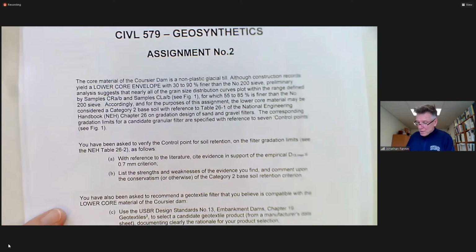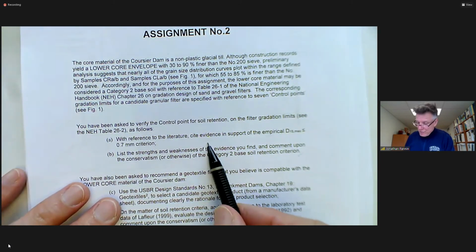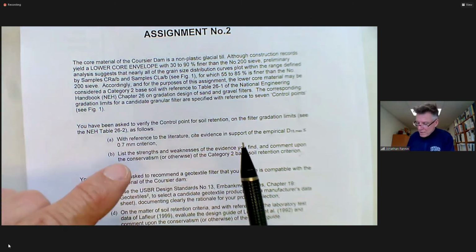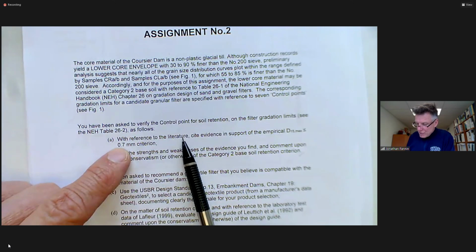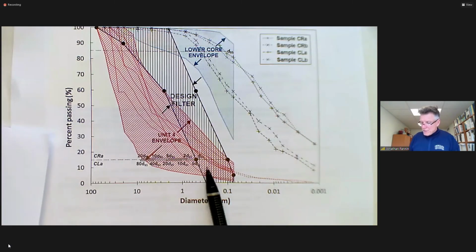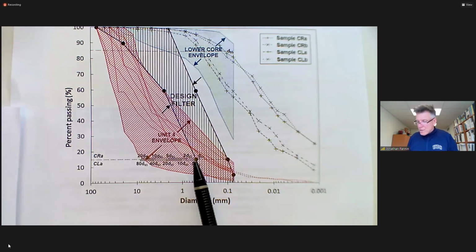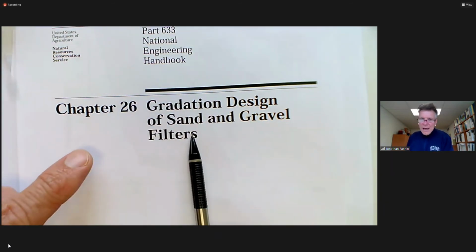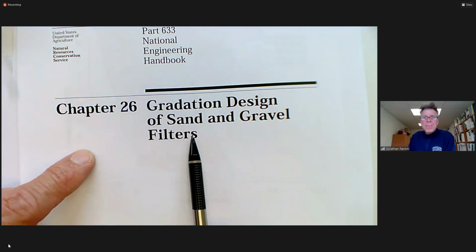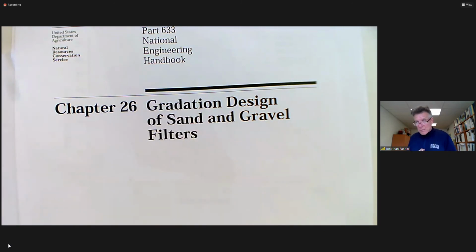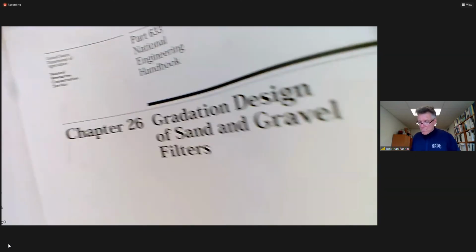And I ask you, and I'll point you in directions. I ask you to look at the literature. I'm going to post this assignment later today. I ask you to look at the literature and cite the evidence in support of the design criterion that was used here. In other words, it's fine for me to use this design guide, but where the heck do the rules of the design guide come from? And thus, in a world of empiricism, is it appropriate for me to be using this in my project? And I'm focusing on dam engineering here. So that's the first part.